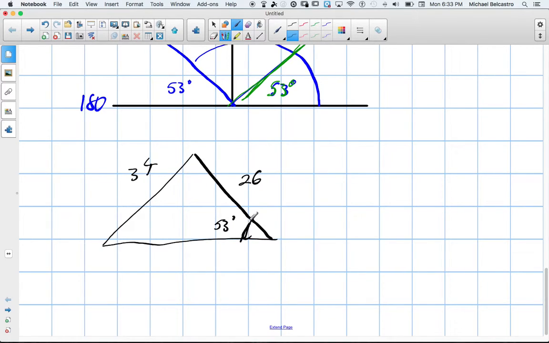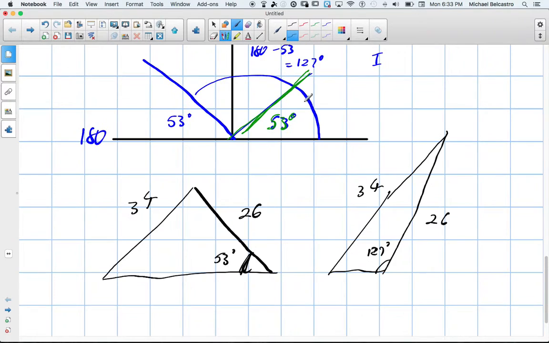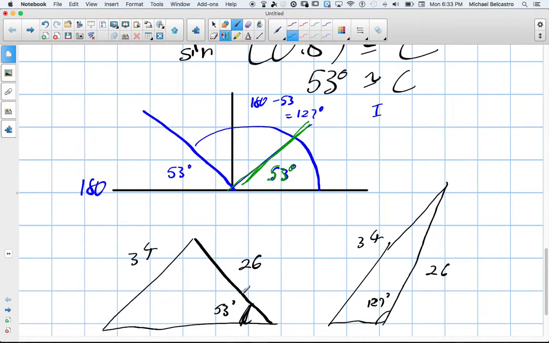This could be 53, or we could have a triangle like this, where this is 127 degrees, and this is 26 and 34. And that kind of changes the rest of the angles within this. So it just kind of depends on which of these two scenarios you're in. Each time, once you get this angle, you need to then calculate two scenarios. One where this is an acute angle, one where this is an obtuse angle, and then you use the rest of the information to find out the remaining angles.